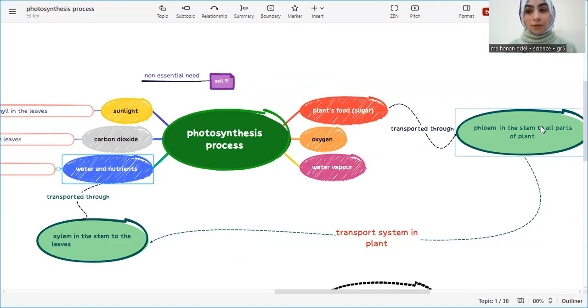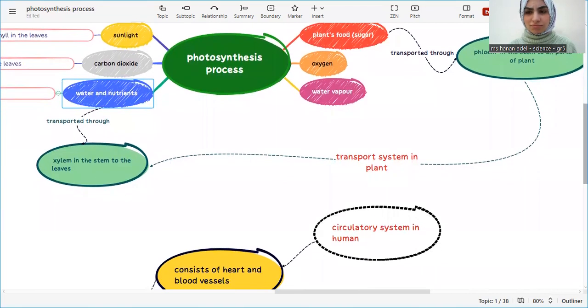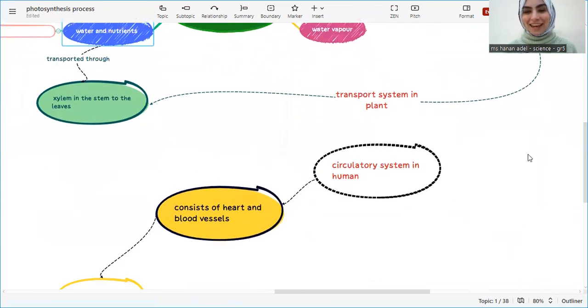And xylem and phloem, both of them, we call them the transport system in the plant, which transport the things. But this isn't plant. What about the human? Do we have a transport system? Yes, but it has another name. It's called circulatory system in human.